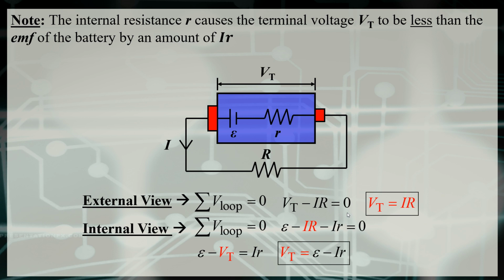So the EMF is like what the maximum possible voltage is. Now, obviously, if you don't have any internal resistance, then the EMF is just equal to the terminal voltage. But if you do have internal resistance, then you would take your maximum possible voltage, the EMF, subtract I times r, which is the voltage drop across the internal resistor, and that would be equal to your terminal voltage.